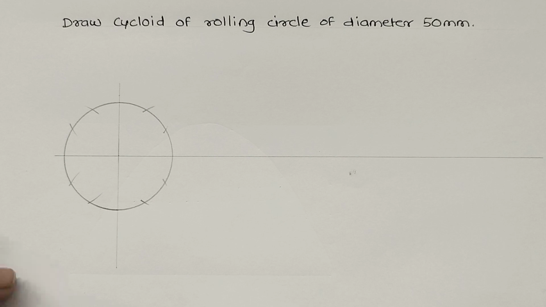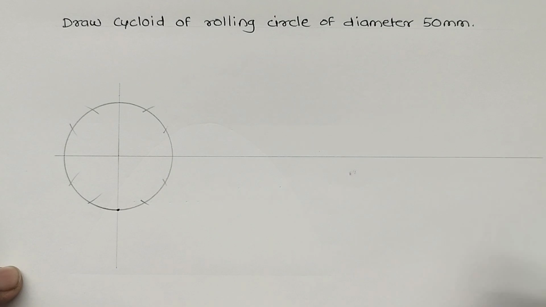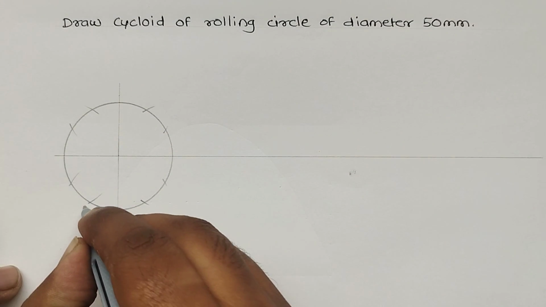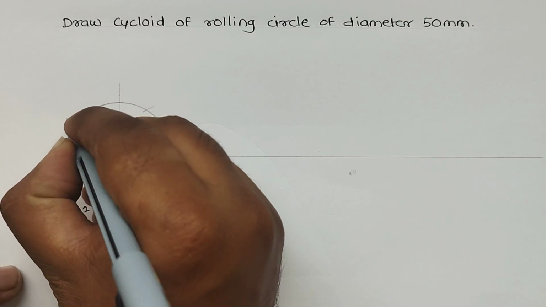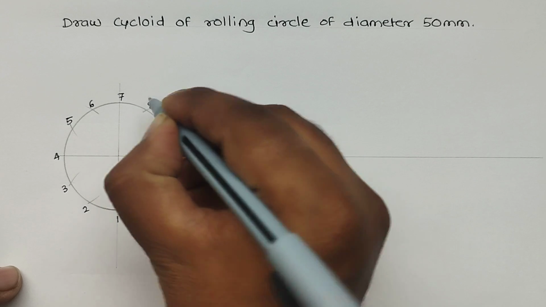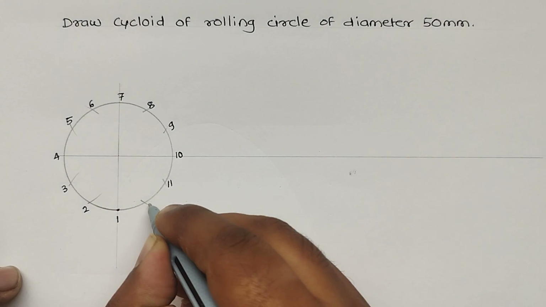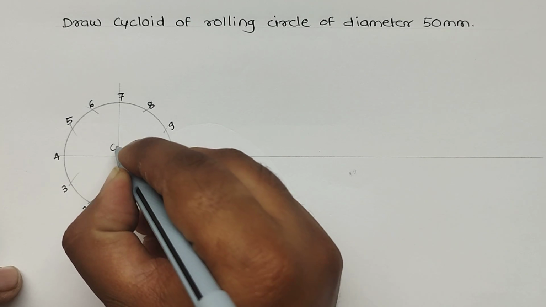Now let's say from here I have to draw a curve. So if I name it as 1, this should be 2, 3, 4, 5, 6, 7, 8, 9, 10, 11 and 12. And the center point I will name it as C1.